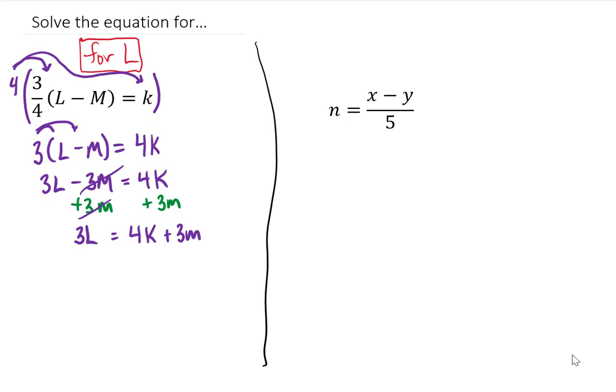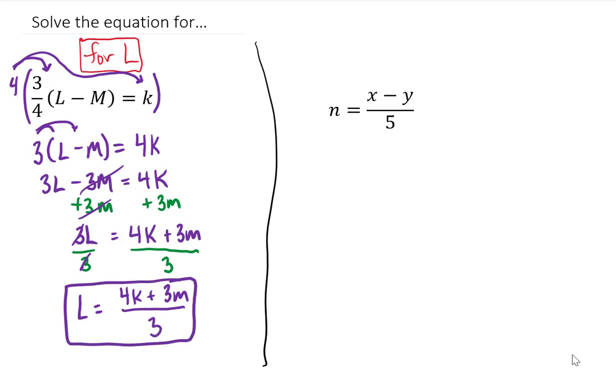So now we only need one more step in order to isolate the L, as was our goal, and that's to divide by 3. Because if we divide by 3, our 3's will cancel. On the left we'll only have L, and on the right we will have the quantity 4k plus 3M all over 3. And that's the final answer.